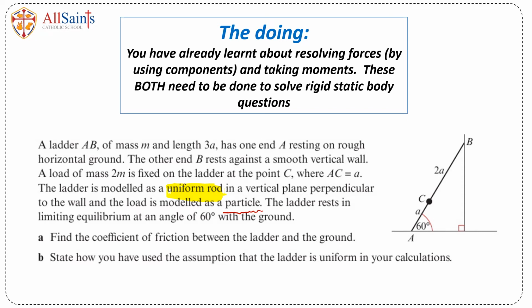The ladder rests in limiting equilibrium. Again, remind yourself what limiting equilibrium is, at an angle of 60 degrees with the ground, and I can see that angle is here. There are certain things we need to find: a coefficient of friction between the ladder and the ground. And then we need to talk about some assumptions about what we do when the ladder is uniform. I'll leave you to find all of these things out for yourself.